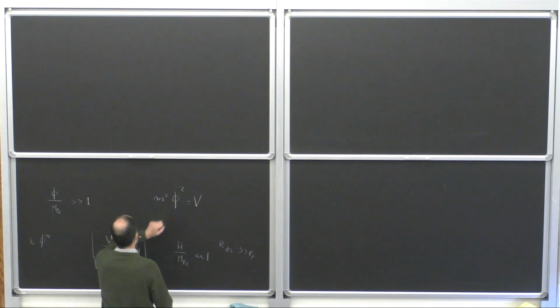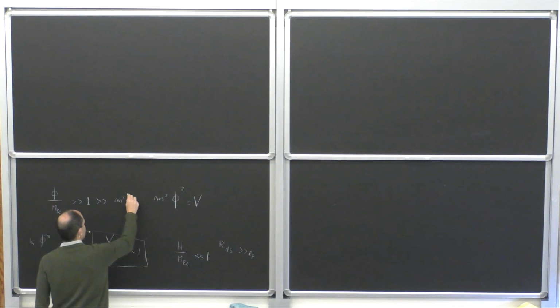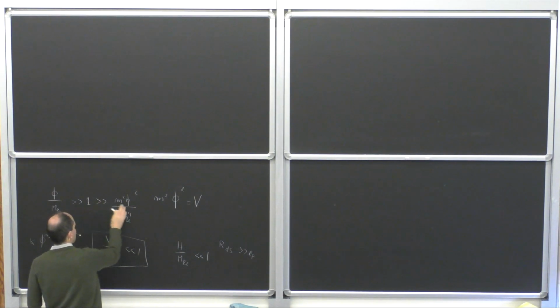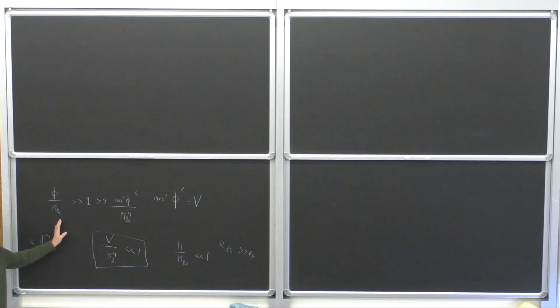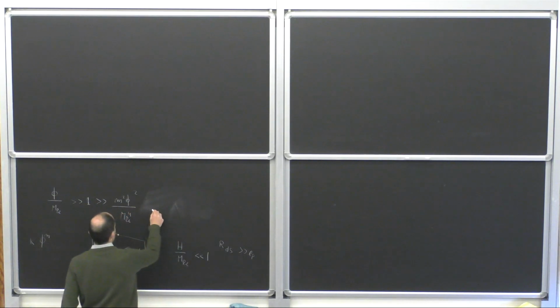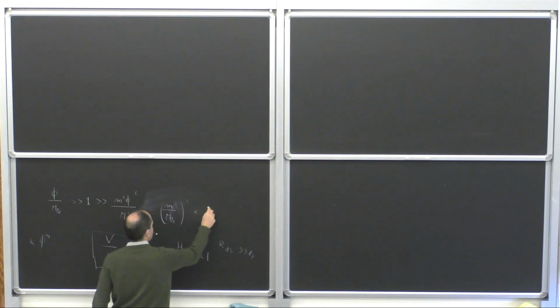And in addition, with this potential, we want the condition that m squared phi squared over m Planck to the fourth should be much less than 1, right? So we want these two conditions. Then from here we see that this is m over m Planck squared. We write it like this.